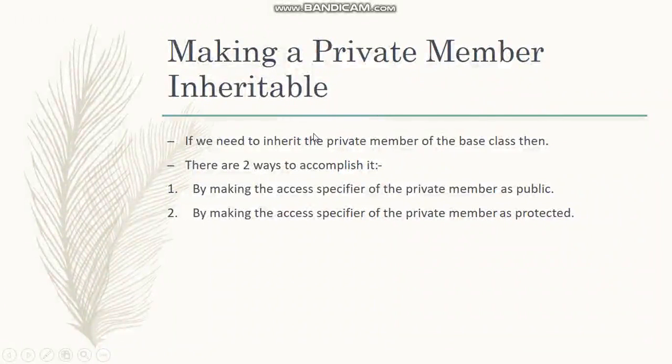So, if we need to inherit the private member of the base class, then there are two ways to accomplish it. First way is by making the access specifier of the private member as public. And the second one is by making the access specifier of the private member as protected. So we have to convert all the member function or the data member of the private section into public or protected, and then it can be used in the derived class.